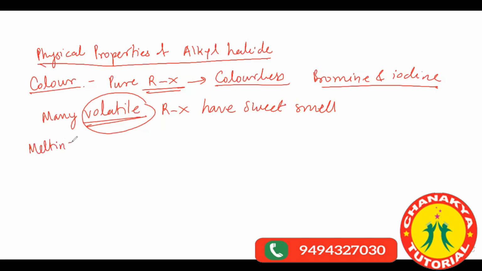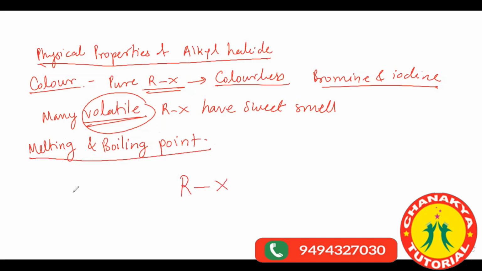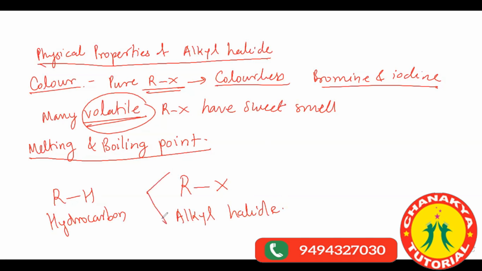The next is melting point and boiling point. First of all, if we see the melting point and boiling point of alkyl halides, RX, compared to RH. RH is hydrocarbon, correct? Since the alkyl halide bond is stronger, the boiling point would be higher. Comparatively, yes. Melting point and boiling point both with respect to the alkyl halide would be high as compared to hydrocarbon.